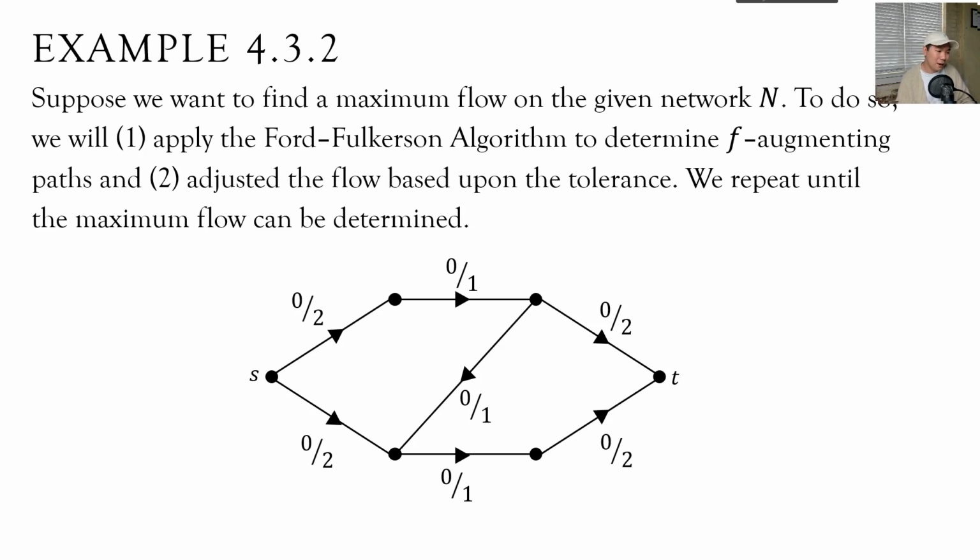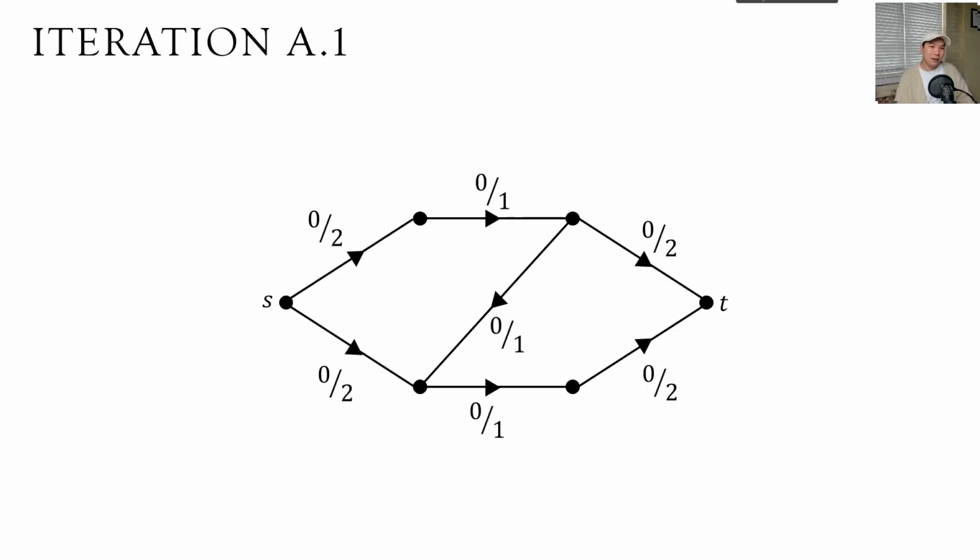So how do I find the maximum flow on here? Let's start off with our first algorithm, iteration 1, so A.1. By our algorithm, we start with letting S be an R. So we've already reached S by default.